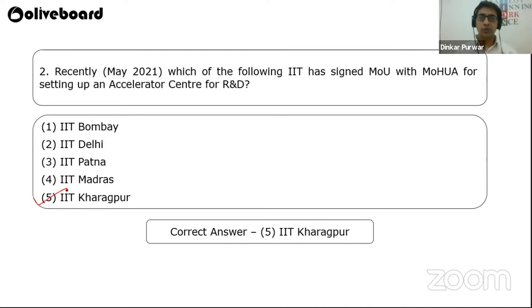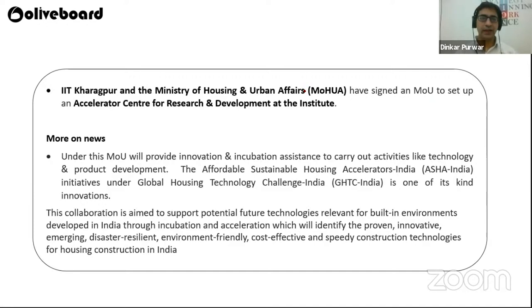So IIT Kharagpur has signed a MOU with the Ministry of Housing and Urban Affairs for setting up of an accelerator center for R&D at the institute. Under this MOU, it will provide innovation and incubation assistance to carry out activities like technology and product development. The Affordable Sustainable Housing Accelerator India, that is ASHA India, initiative under the Global Housing Technology Challenge, that is GHTC India, is one of its kind innovation. This collaboration is aimed to support potential future technologies.